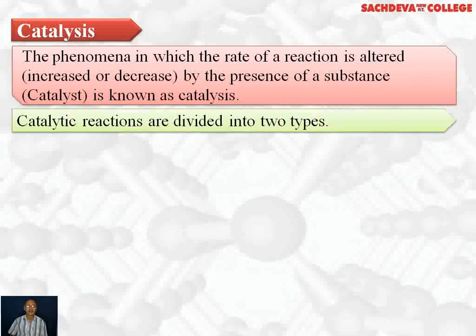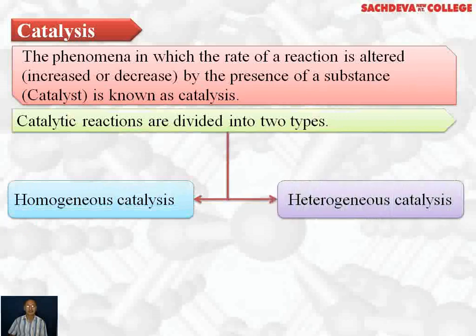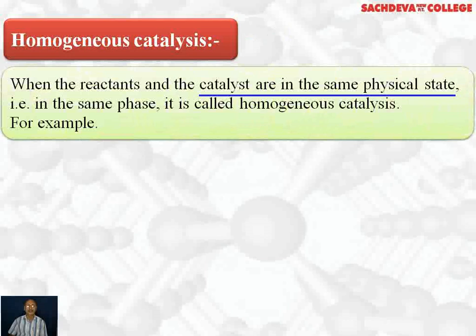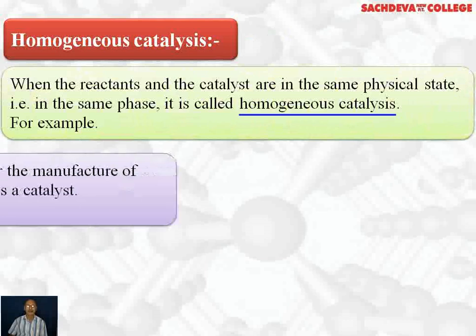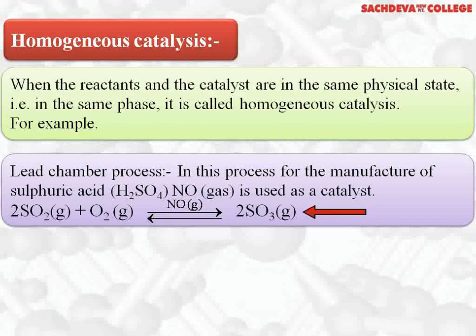Catalytic reactions are divided into two types. First is homogeneous catalysis, second is heterogeneous catalysis. Homogeneous catalysis: when the reactants and catalyst are in the same physical state, that is in the same phase, it is called homogeneous catalysis. For example, in the lead chamber process for manufacture of sulfuric acid, NO gas is used as a catalyst. Sulfur dioxide is a gas, oxygen is a gas, and the catalyst NO is also a gas. That is why it is an example of homogeneous catalysis.